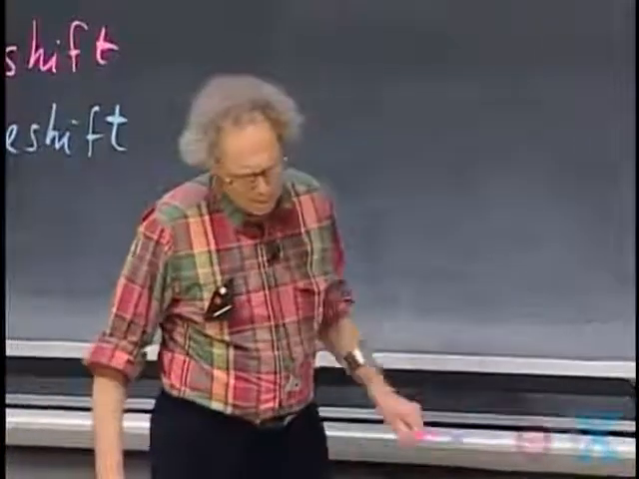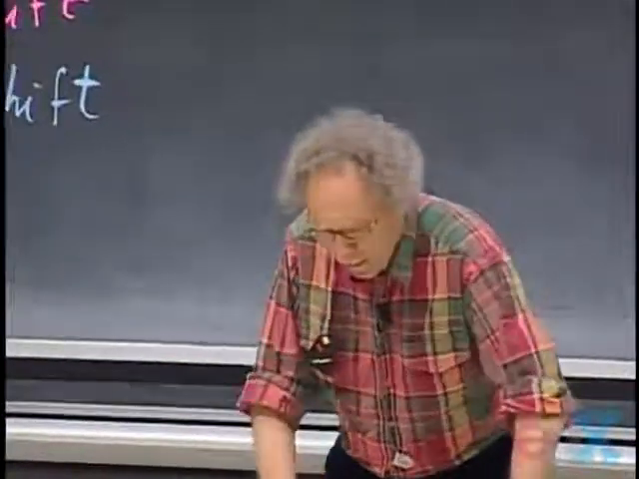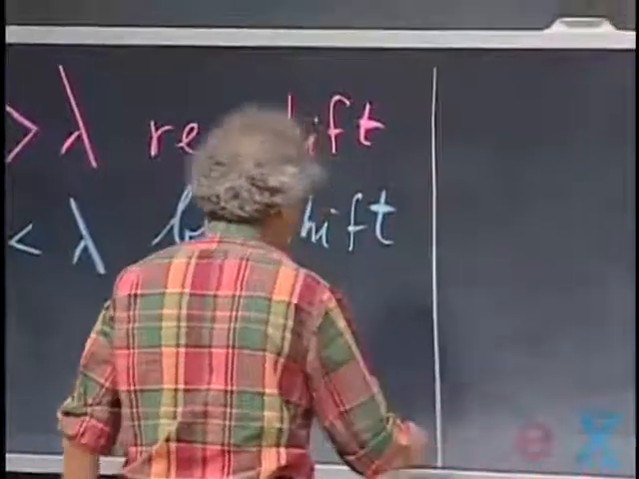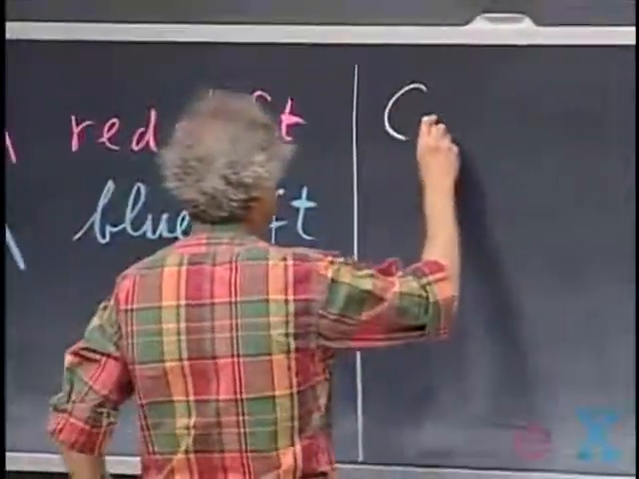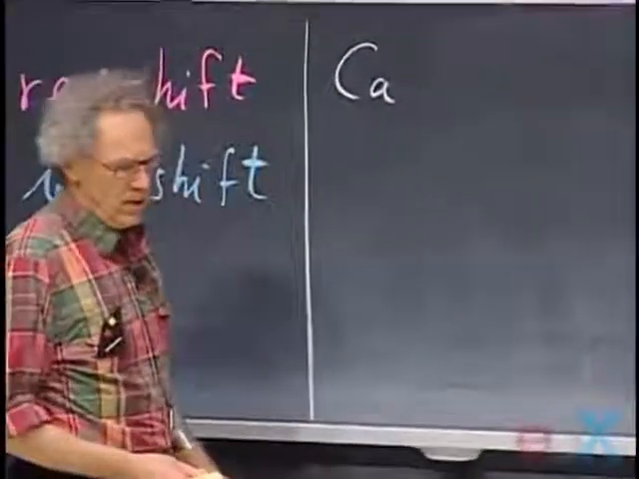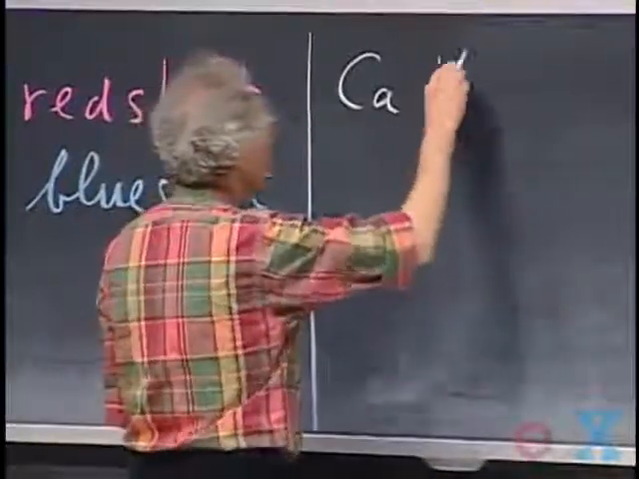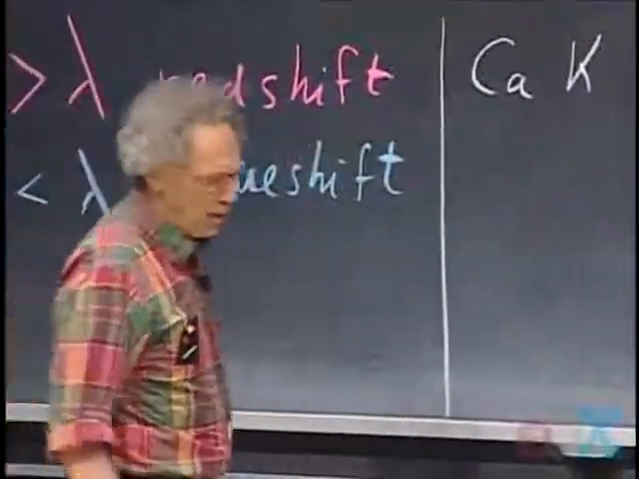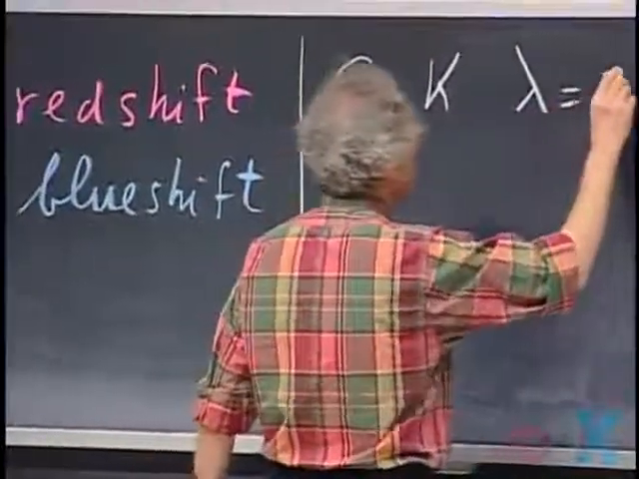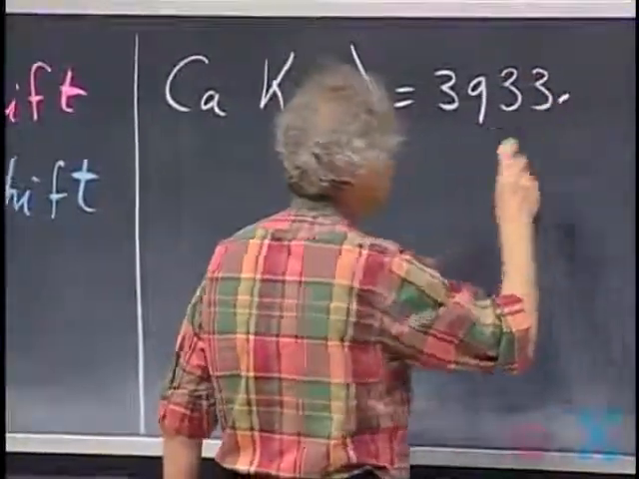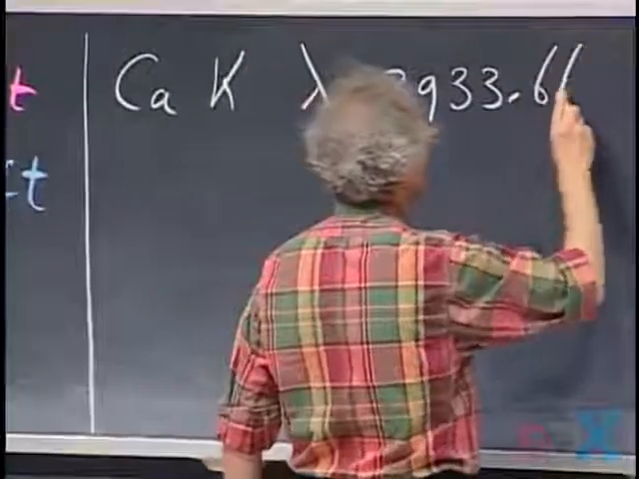I can give you a simple example. I looked up for the star Delta Leporis what the redshift is. There is a line that most stars show in their spectrum, which is due to calcium. It even has a particular name. I think it's called the calcium K line, but that's not so important, the name. In our own laboratory, lambda is known to a high degree of accuracy, is 3933.664 angstroms.